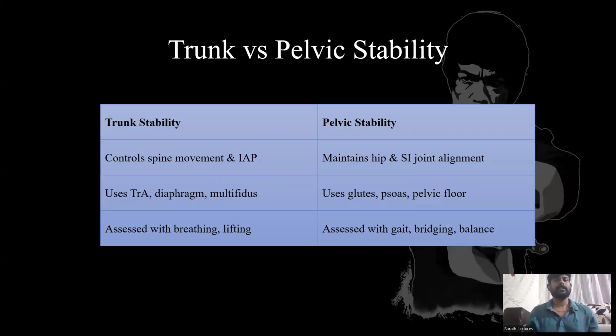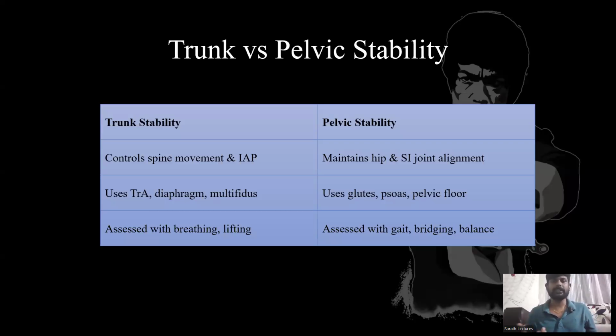Now, what is trunk stability versus pelvic stability? What is meant by trunk stability and what is meant by pelvic stability? So a small discussion. Trunk stability in the sense of maintaining the lumbar spine stability and also the intra-abdominal pressure maintenance. That is called trunk stability. It mainly uses three muscles. What are the muscles? Upper side diaphragm, back side multifidus, front side transverse abdominis.